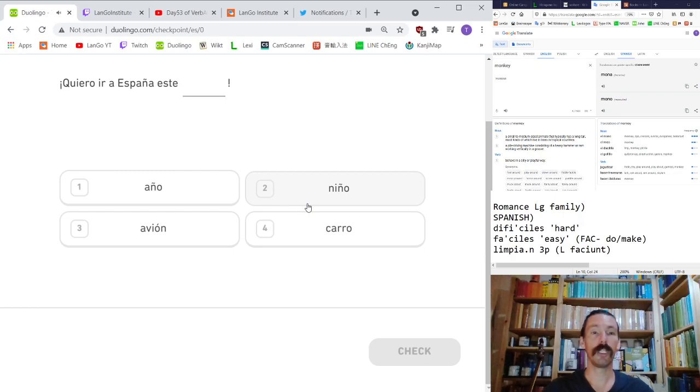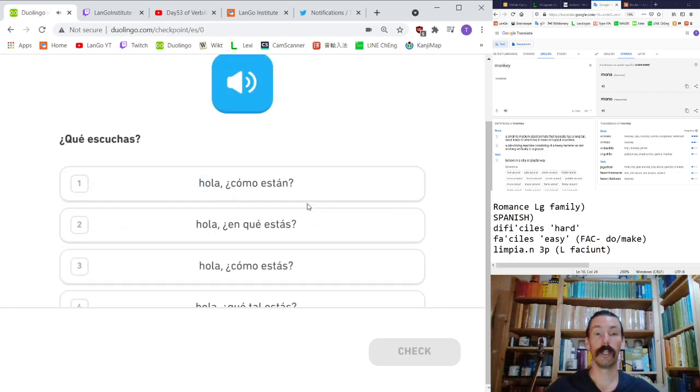Quiero ir a España este... It's going to be masculine. All right. Este carro. I want to go to Spain. This car, not so much. This airplane. This child. This year. Año. Hola. ¿Cómo estás? Año.